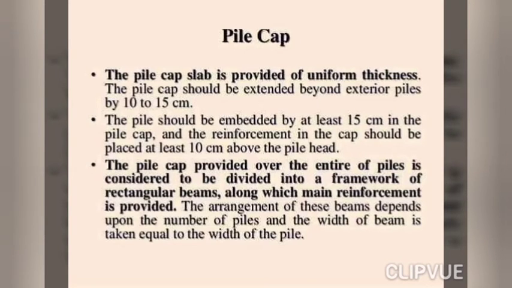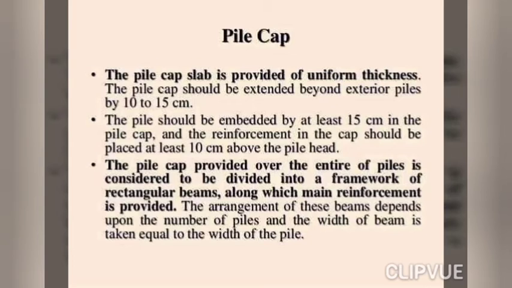Pile cap. The pile cap slab is provided of uniform thickness. The pile cap should be extended beyond exterior piles by 10 to 15 cm. The pile should be embedded by at least 15 cm in the pile cap, and the reinforcement in the cap should be placed at least 10 cm above the pile head.